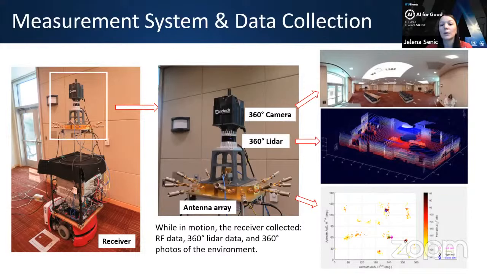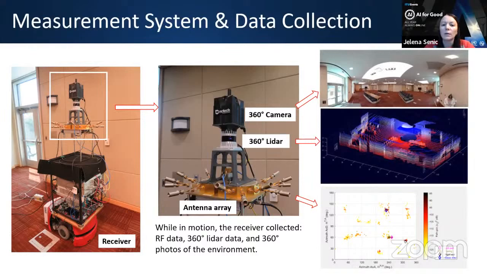Then on top of the RF array, we have a 360 degrees LiDAR. On the right side, you can see a 3D depth map produced by the LiDAR. And then on top of that, a 360 degrees camera that provides us with 360 degrees images with very high resolution, at 7 frames per second. So while in motion, the receiver collects RF data, 360 LiDAR data, and 360 photos of the environment.